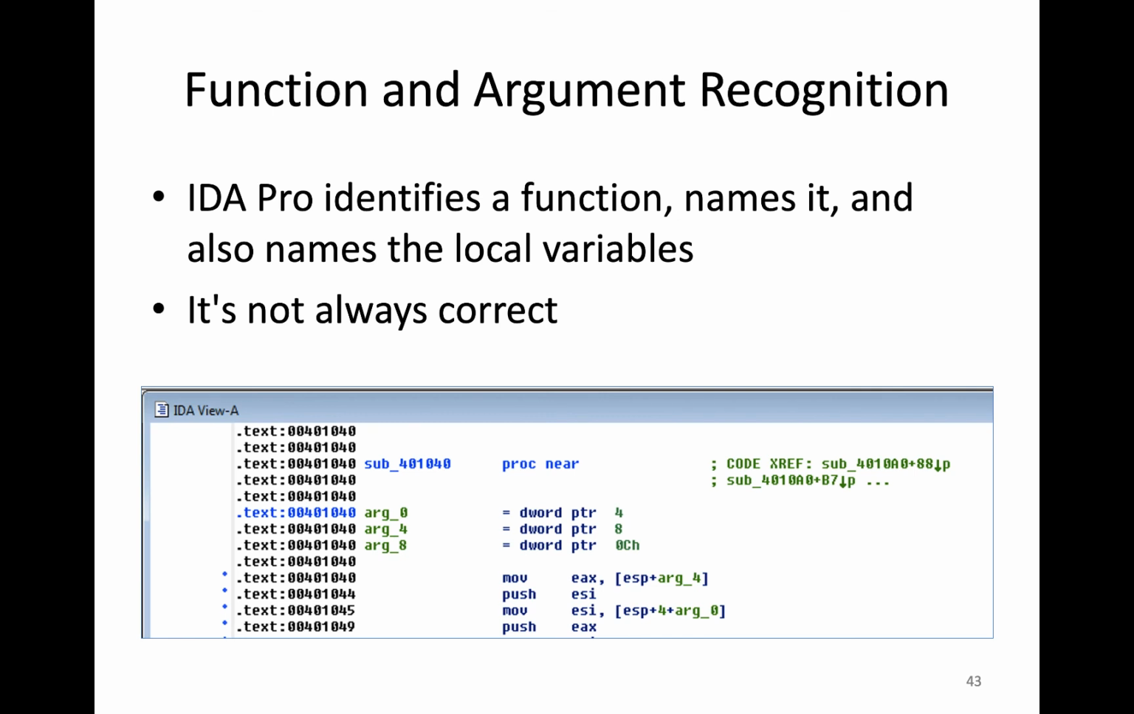So we'll talk a little bit now about analyzing functions. When you're looking at a function and you want to recognize the arguments being passed, IDA Pro will typically identify the function, name it, and also name any local variables. So these are, for example, arg0, arg4. These might be 3 integer arguments, but you have to be careful because it's not always correct. So sometimes it's good to double check and not put all your faith in IDA Pro.